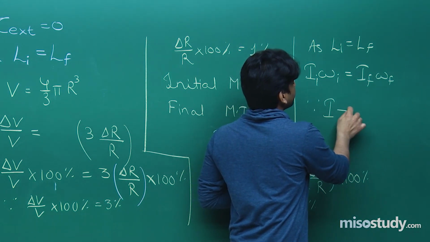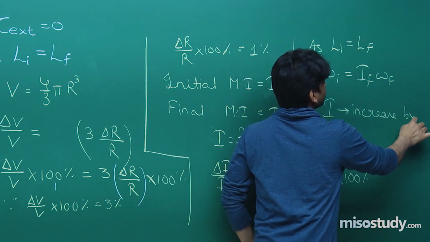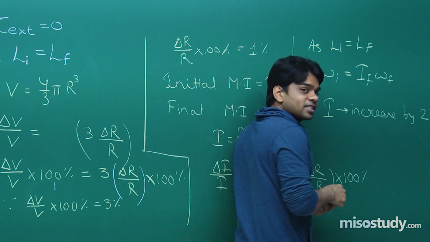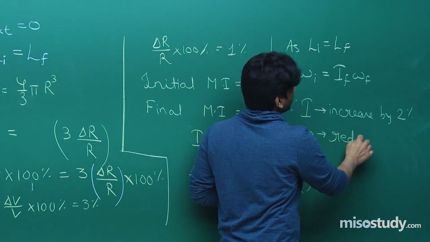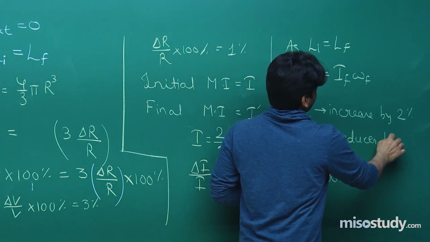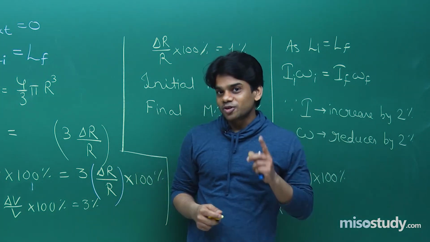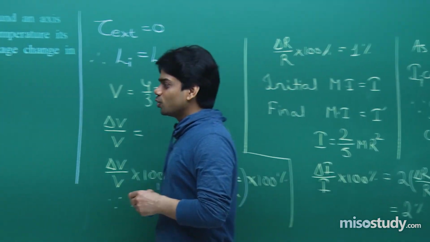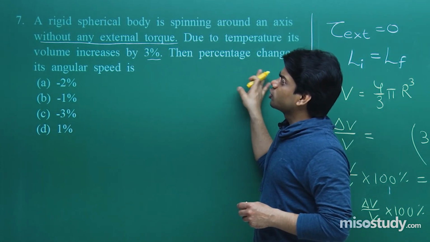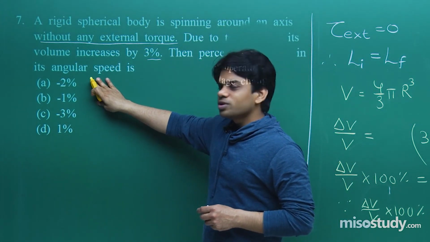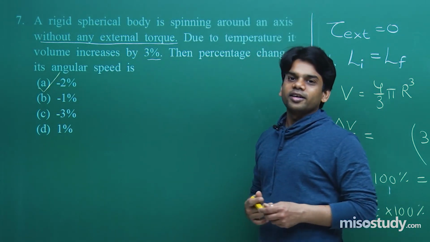Since I increases by 2%, there will be a reduction in angular velocity. Angular velocity reduces by 2%, so that angular momentum remains conserved. Let's talk about the solution. You see here, the change in angular speed will be minus 2%, yes, because there is a reduction. The rest B, C, D are incorrect.